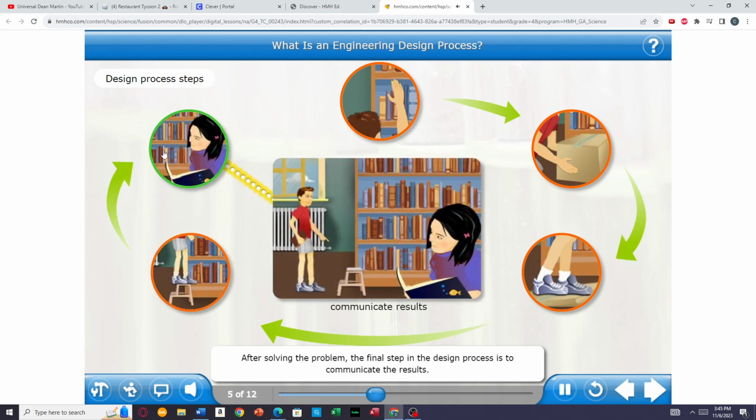After solving the problem, the final step in the design process is to communicate the results. Engineers communicate their results and solutions to other people who might have the same problem. Engineers may communicate the results using a computer, a telephone, or simply by talking to someone in person.